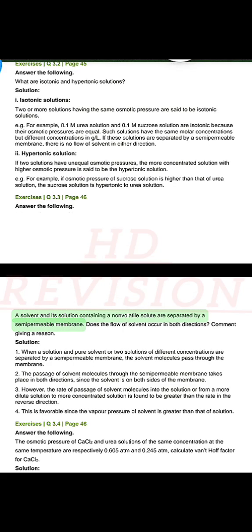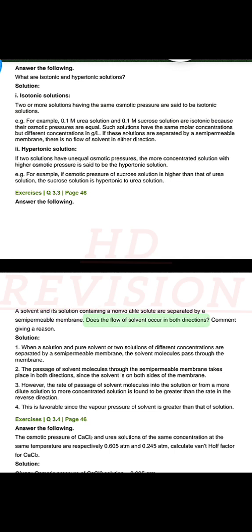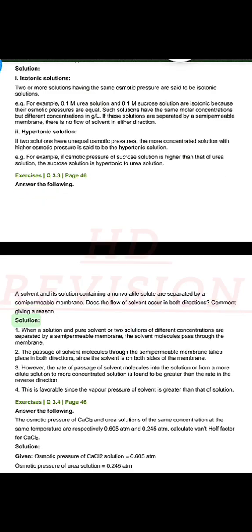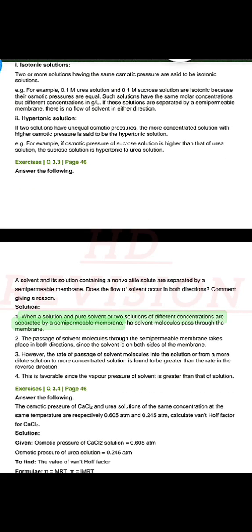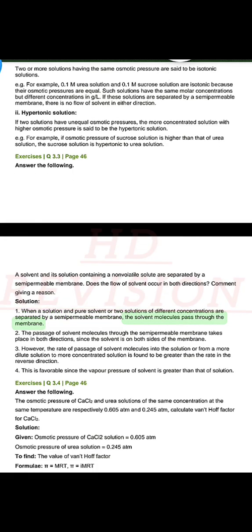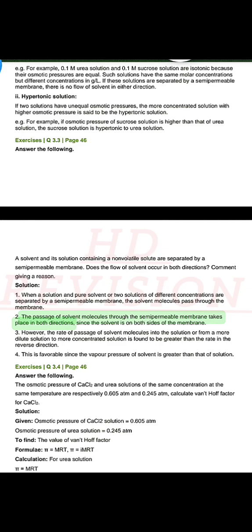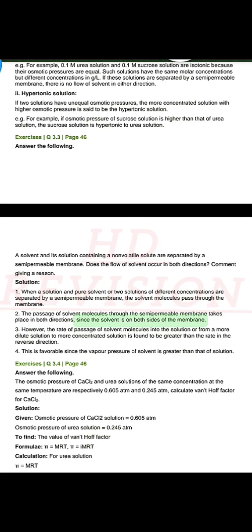Exercises Q 3.3, page 46. Answer the following. A solvent and its solution containing a non-volatile solute are separated by a semipermeable membrane. Does the flow of solvent occur in both directions? Comment, giving a reason. Solution: 1. When a solution and pure solvent, or two solutions of different concentrations, are separated by a semipermeable membrane, the solvent molecules pass through the membrane. 2. The passage of solvent molecules through the semipermeable membrane takes place in both directions, since the solvent is on both sides of the membrane.